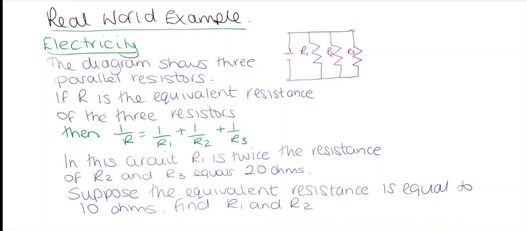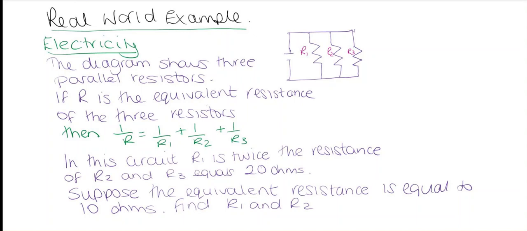In this circuit, R1 is twice the resistance of R2 and R3 is equal to 20 ohms. Suppose the equivalent resistance is equal to 10 ohms, find R1 and R2.